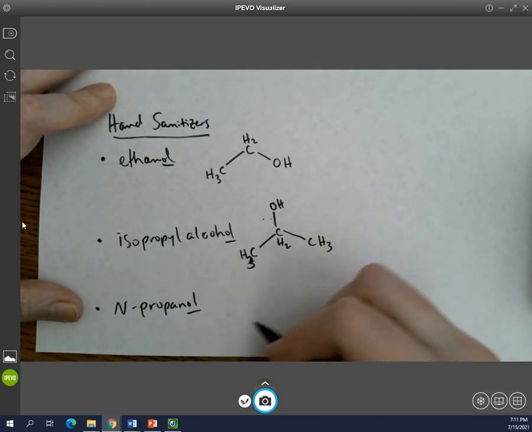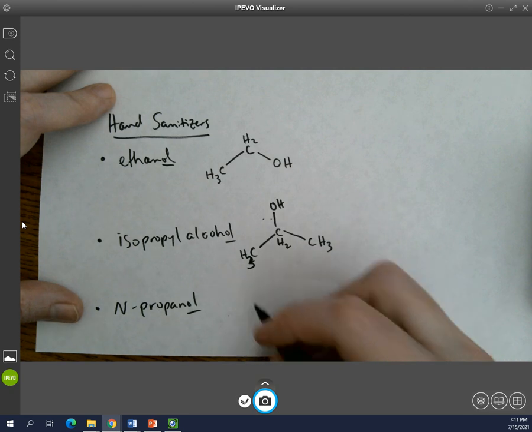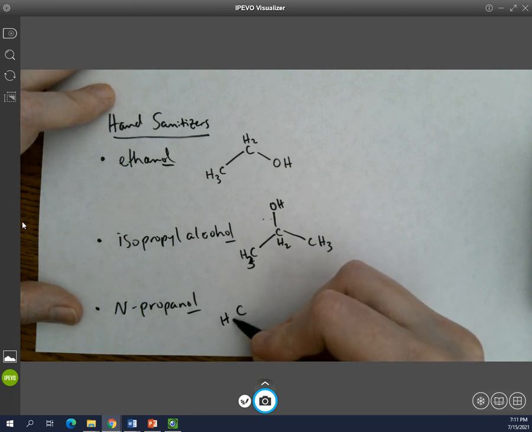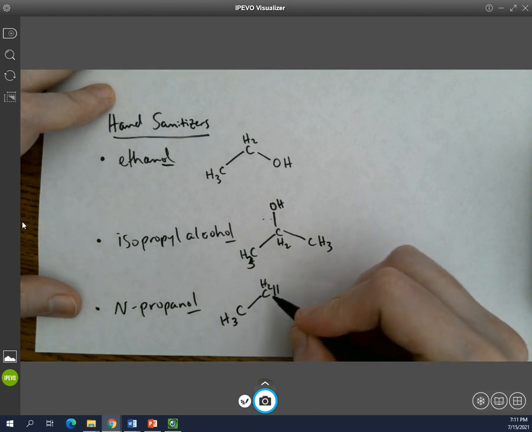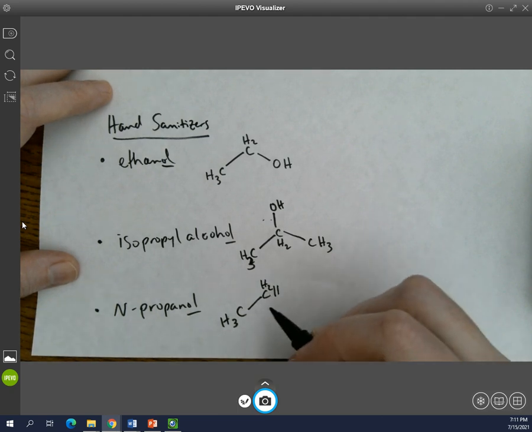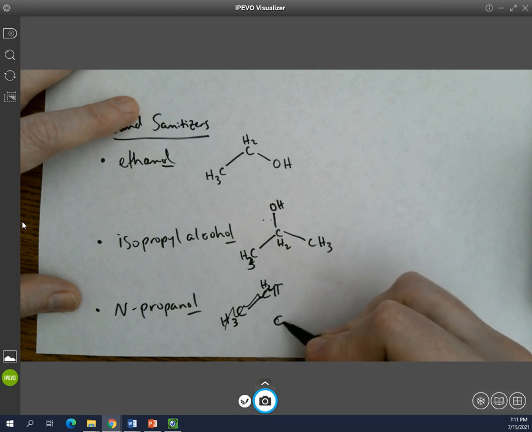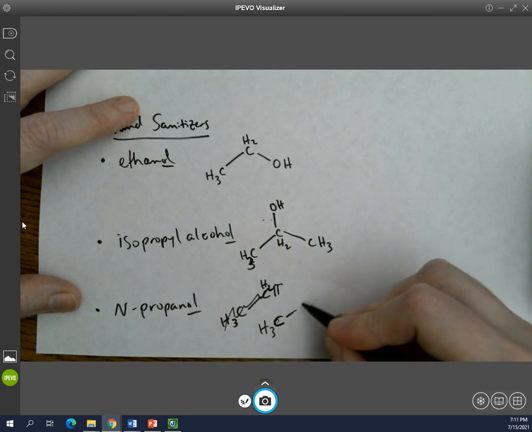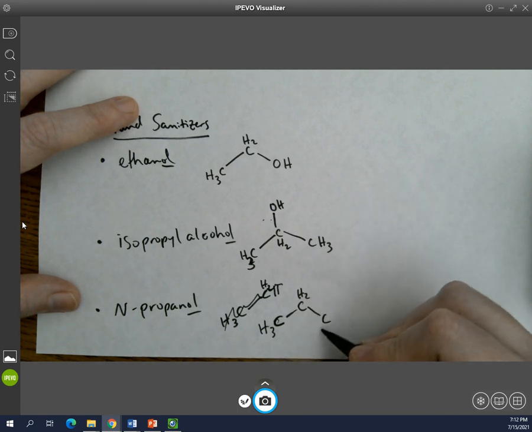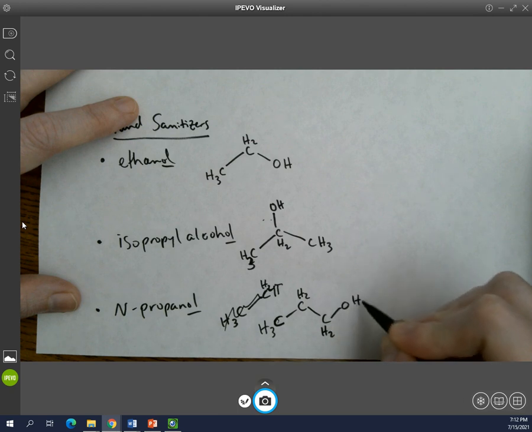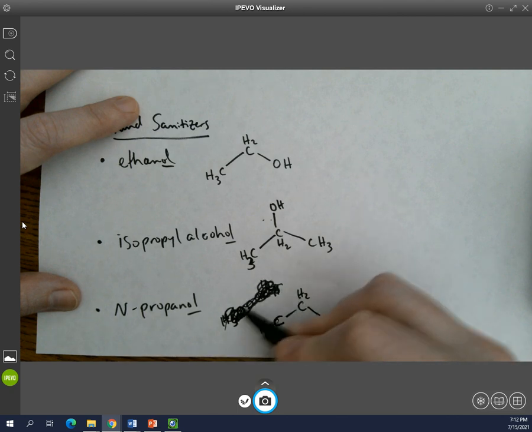And propanol. Propanol should have 3 carbons, just like the isopropyl alcohol. Oops, I messed that up. Let's just start over. The joys of using pen. There we go, that's better. So again, we have our hydroxyl group, which makes it an alcohol. I'm going to get rid of that so it's not too distracting.